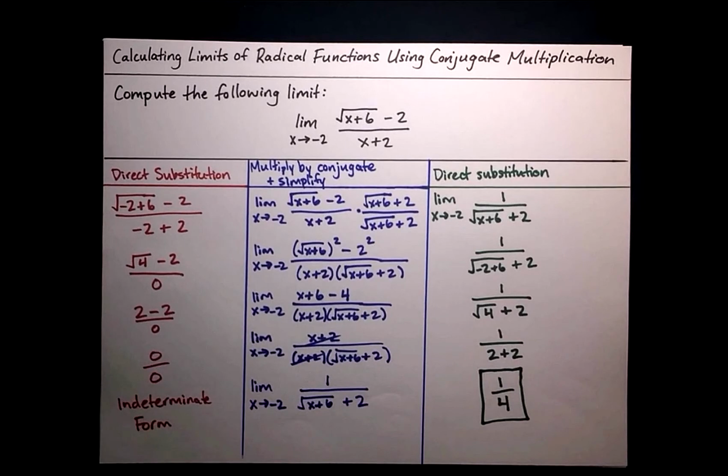So now we know how to calculate limits of radical functions using conjugate multiplication. And in the future, we'll continue practicing this theme of simplifying limits to a form where direct substitution can actually give a sensible result. In particular, we'll also learn how to do this in the context of trig functions.